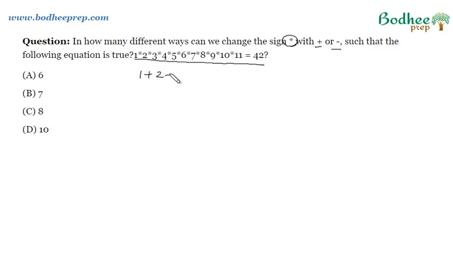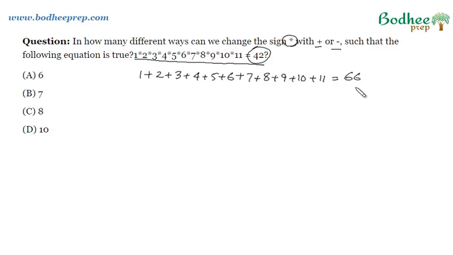It will be 1 plus 2 plus 3 plus 4 plus 5 plus 6 plus 7 plus 8 plus 9 plus 10 plus 11, right? So this will definitely be the sum of the first 11 numbers, which is nothing but 66. We can directly apply the formula n(n+1)/2, fine. But here the sum should be 42, so definitely some plus must be replaced with minus to get the desired sum of 42.